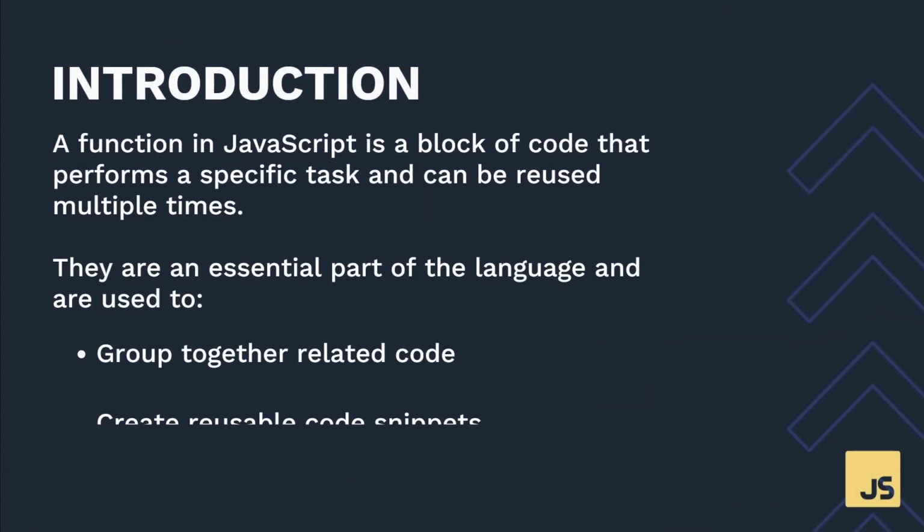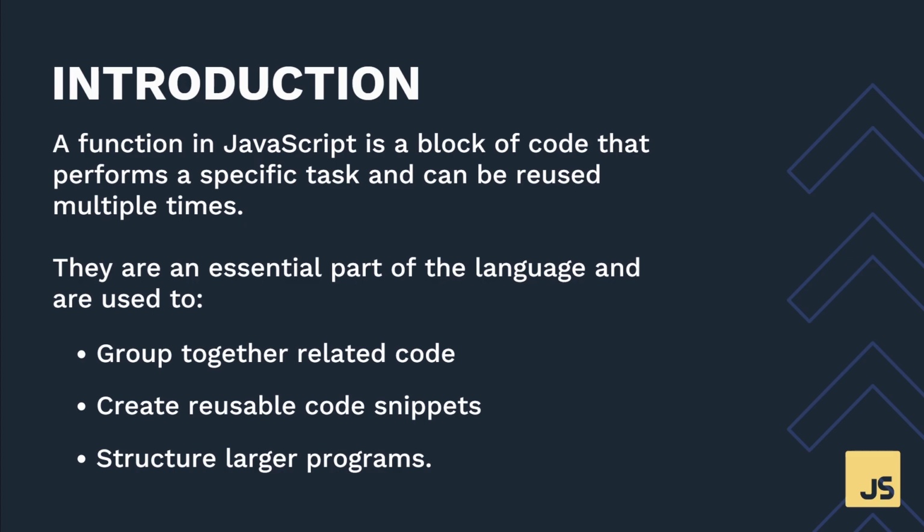Functions are one of the fundamental building blocks in JavaScript. A function in JavaScript is a block of code that performs a specific task and can be reused multiple times. They are an essential part of the language and are used to group together related code, create reusable code snippets, and structure larger programs. To use a function, it must be defined somewhere within the scope from which you wish to call it.